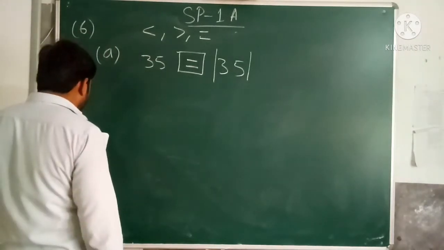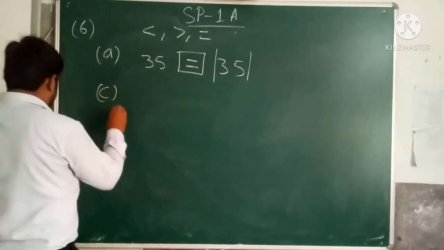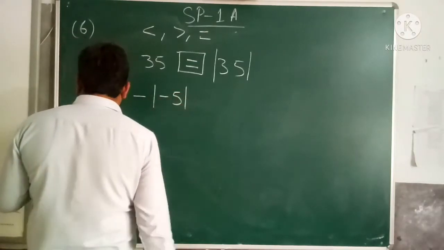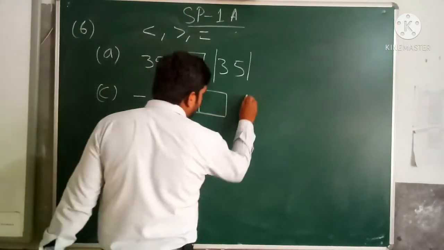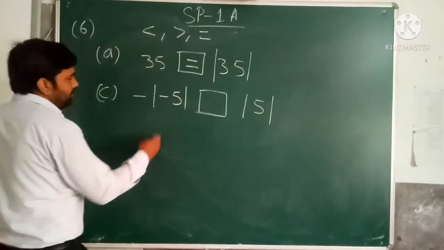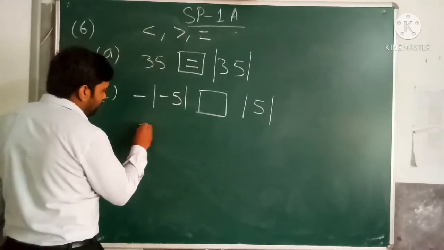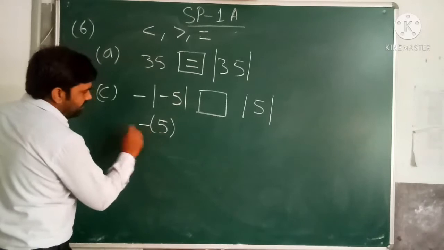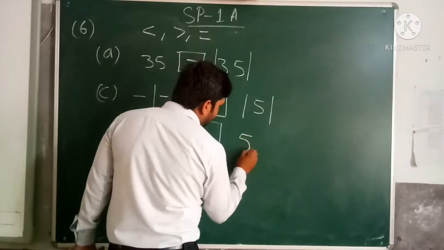Now see the question number C. In this, minus mod of minus 5 and absolute value of 5. Now see what is the result. This mod of minus 5 will give the positive value 5, and minus is before. So this will give the positive value 5.